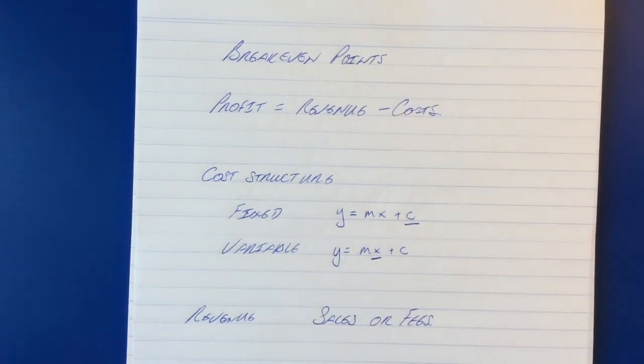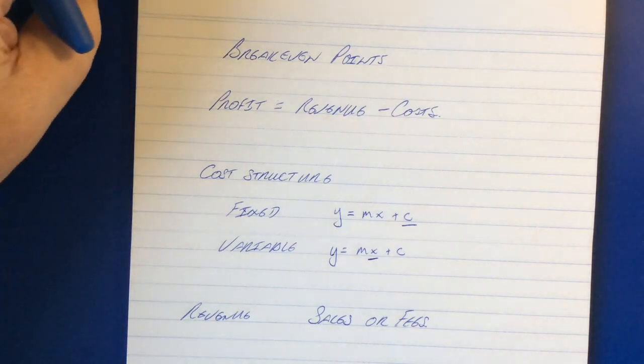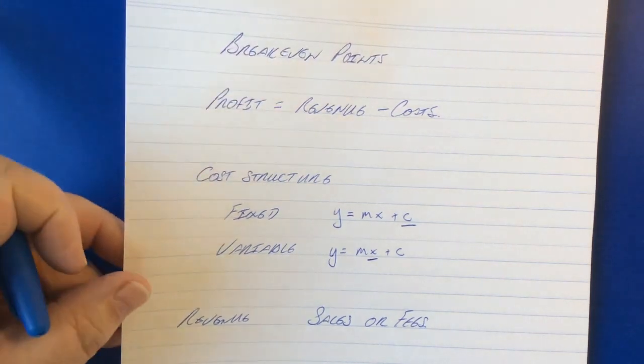Okay, so next step, what is revenue? Well, revenue is income, and that can be in the form of sales or fees. So if you're a manufacturing business, it's in the sales of your products. If, like me, you tutor, it's in the fees that I charge for each lesson. Okay, so those are the basics, those are the concepts. Let's move to an example.